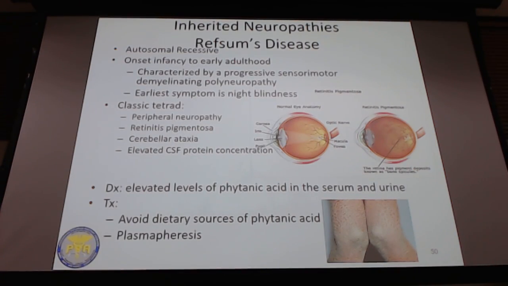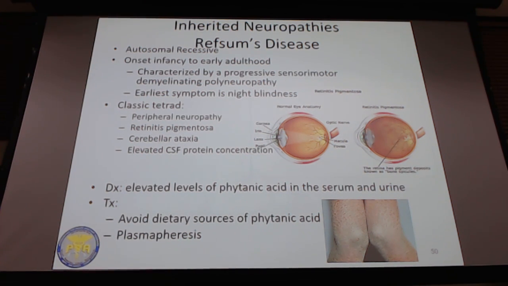So inherited neuropathies: Refsum's disease. This is autosomal recessive. Onset is infancy to early childhood. Circle that classic tetrad, right? These are kind of fun to play with a little bit. You get your triads and tetrads, right? So peripheral neuropathy, retinitis pigmentosa, which is degeneration of the retina, right? So they slowly start to go blind.